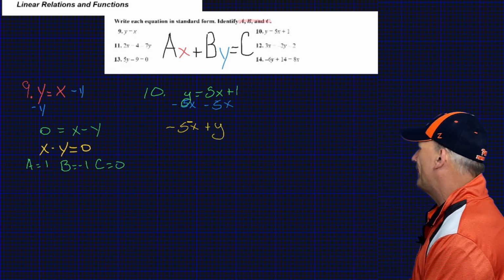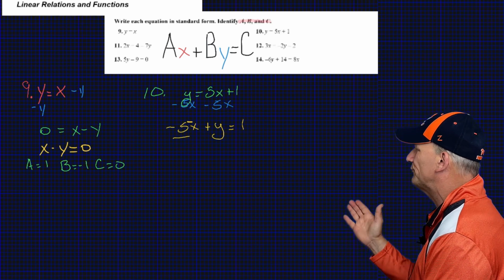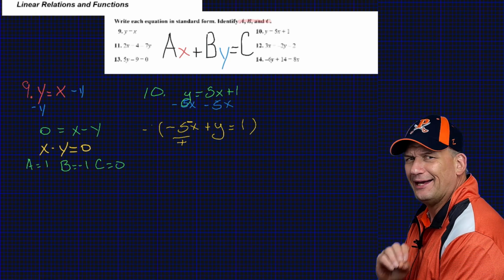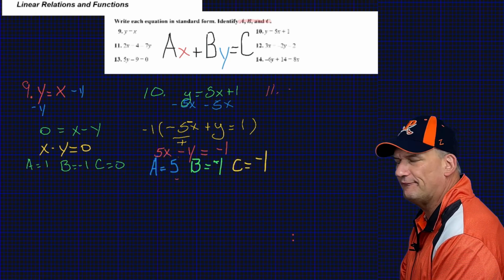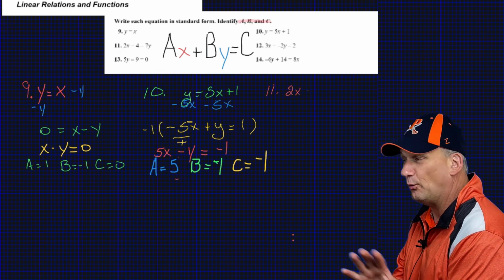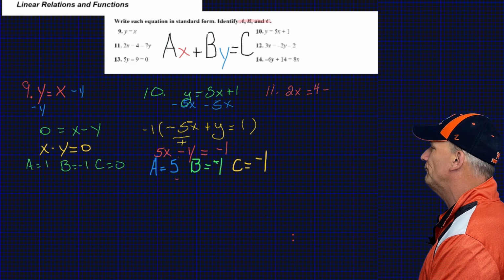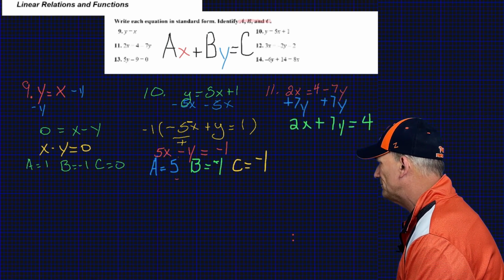All right, so y equals 5x plus 1. To put that in standard form, all we have to do is subtract the 5x over, but in standard form, the x cannot be negative. So we'd have one last step here, and that would be to divide everything by -1. The y can be negative, but not the x. So we have 5x minus y equals -1, a is 5, b is -1, and c is -1.